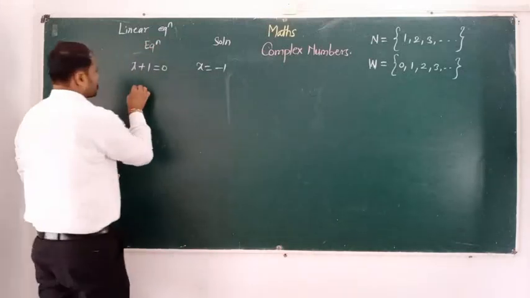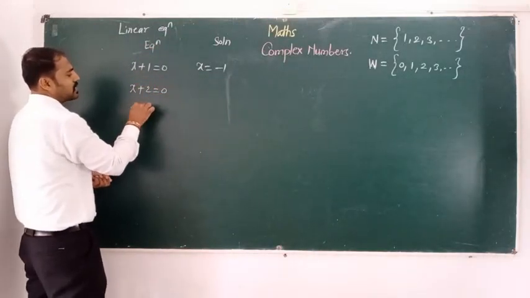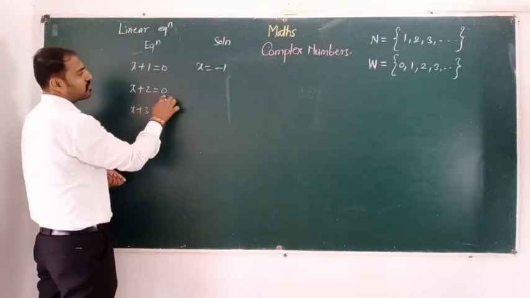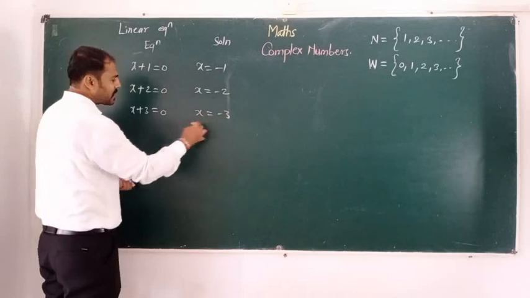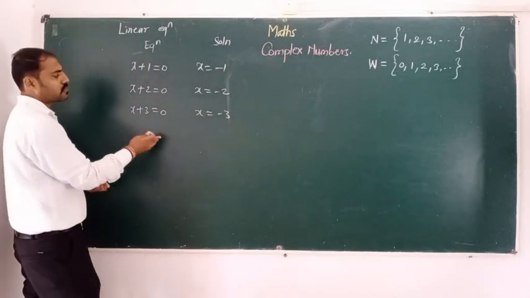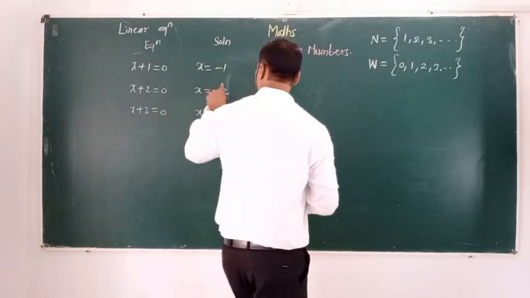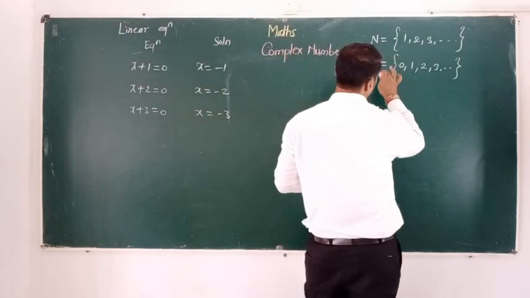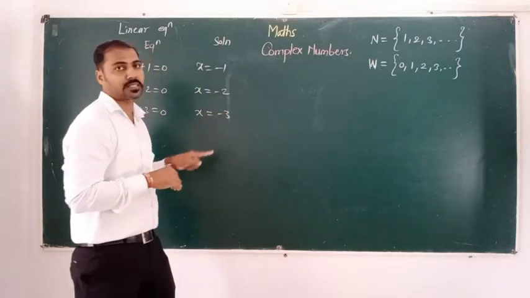Similarly, some equations are like this: x plus 2 is equal to 0, x plus 3 is equal to 0. After solving, we get x is equal to minus 2, x is equal to minus 3, and so on. These numbers are not in natural numbers as well as in whole numbers. Which numbers? Minus 1, minus 2, minus 3.